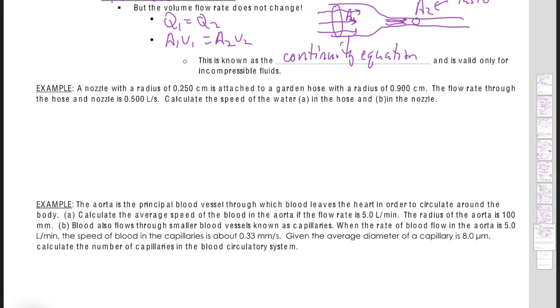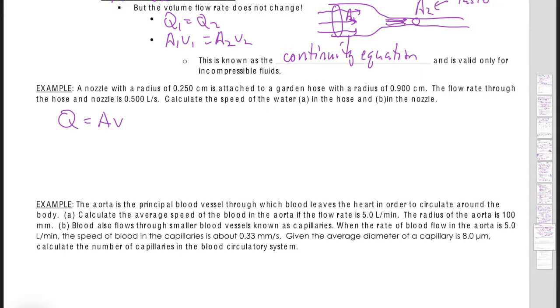So here is an example with that. You have a nozzle with a radius of 0.250 centimeters attached to a garden hose with a radius of 0.90 centimeters. The flow rate through the hose and nozzle is 0.500 liters per second, and that doesn't change. Calculate the speed of the water in the hose and in the nozzle. I'm going to do the first thing in the hose.